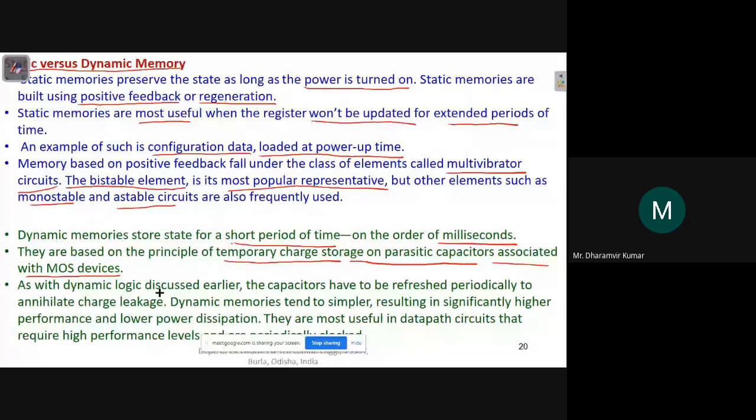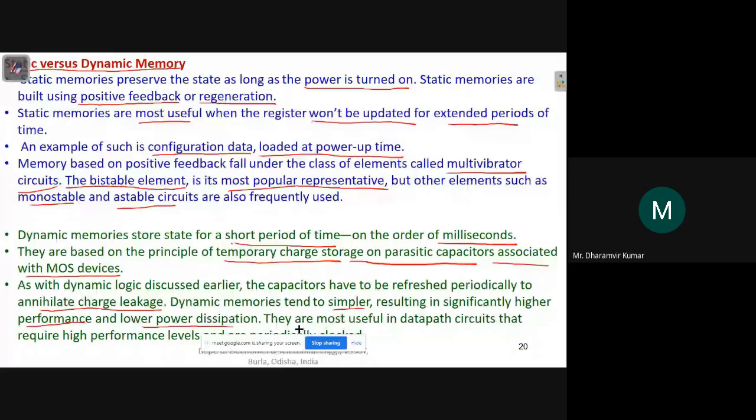And as with dynamic logic discussed earlier, the capacitors have to be refreshed periodically to annihilate charge leakage. We had seen this thing. But there is one thing: dynamic memories are simpler, resulting in significantly higher performance and lower power dissipation, because they are just one MOSFET and one capacitor, nothing else. And so they are simpler to design, they occupy less space, and their performance is also high.